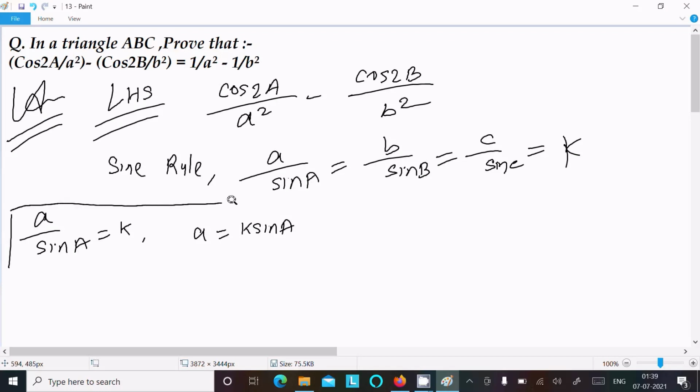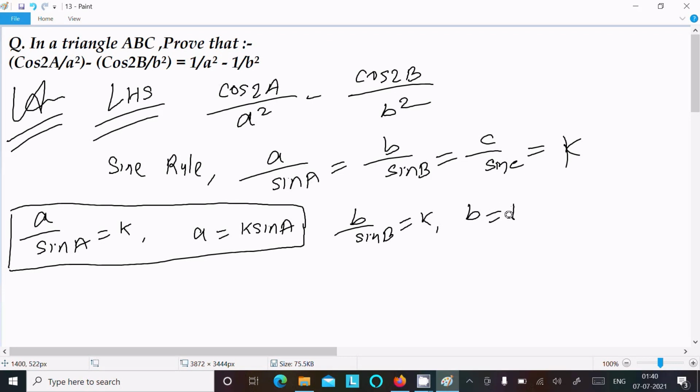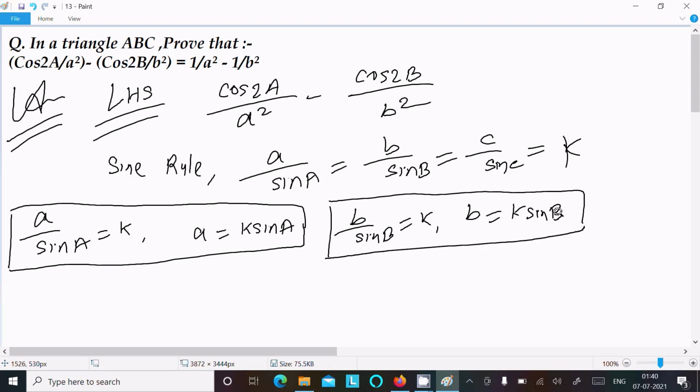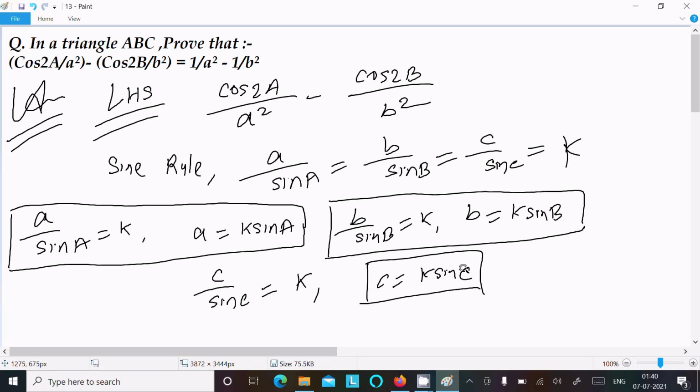So this is the first. Next, B divided by sine B equal to K, and here B equals K sine B. This is the second. Now C divided by sine C equal to K, so we can write C equals K sine C.